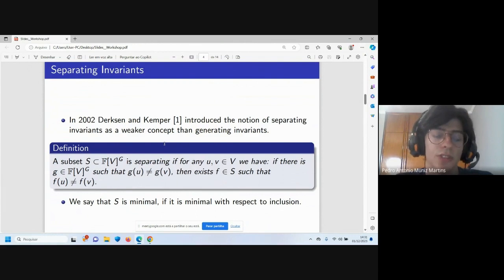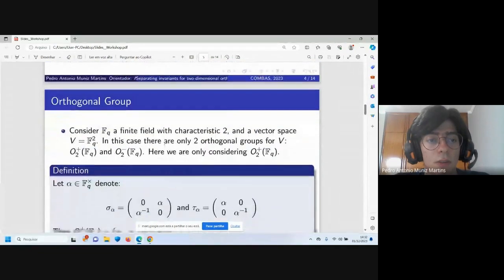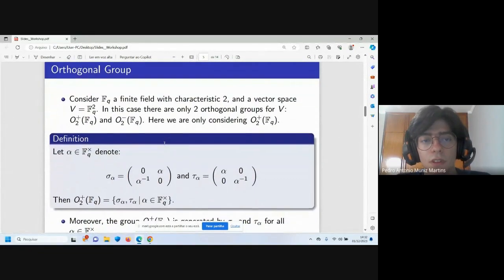In 2002, Dufresne and Kemper introduced it as a weaker concept than generating invariants, and the definition is here. And we consider the separating set to be minimal if it is minimal with respect to inclusion. Okay, let's talk about the orthogonal group.